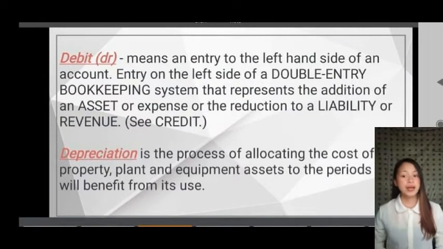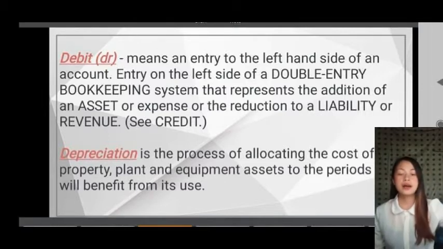Next is debit. Debit means an entry to the left-hand side of an account. Entry on the left side of a double entry bookkeeping system that represents the addition of an asset or expense or the reduction to a liability or revenue. So debit is an entry made on the left side of an account. It either increases an asset or expense account or decreases a liability or revenue account.